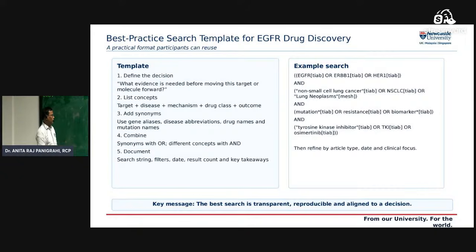Okay, and the best research is transparent, reproducible, and aligned to a decision. Transparent means anyone can check. That one I do. That's why when it comes to me, the first thing I look at is the search strategy. If the search strategy is not strong, it's a gone case. Actually, for most of the research proposals that are submitted, the first question they will ask is how strong is your literature search. Okay, and reproducible and aligned to a decision. Next, madam.